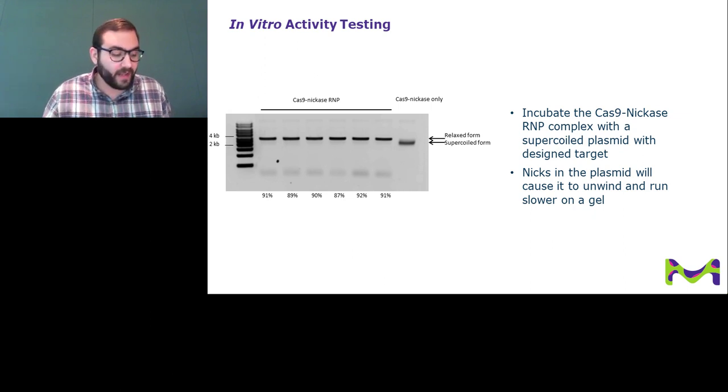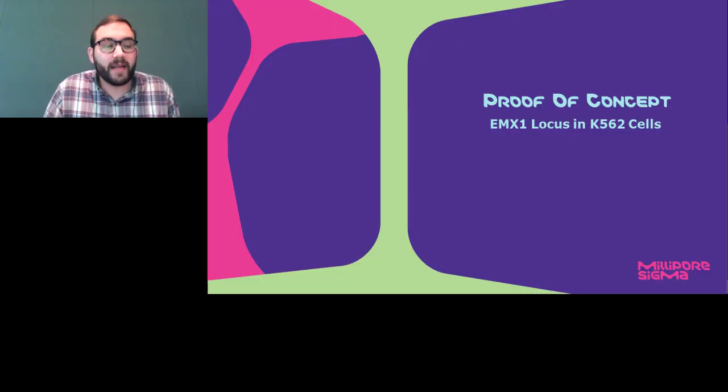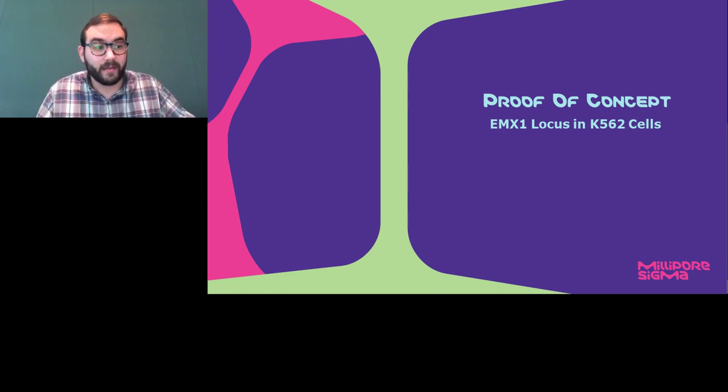Next, we needed to determine if it can work in human cells. For this next proof of concept, we worked on human K562 cells, a mortal leukemia cell line, at the EMX1 locus, which is a transcription factor and a common CRISPR positive control site. We chose this cell line and locus because in our hands, the cells are extremely easy to culture and transfect, and the locus is open and available to edit in. Next, I'm going to go over how we actually performed the experiments and analyzed the data.